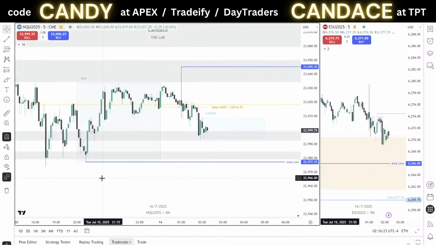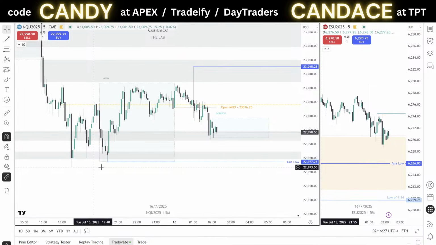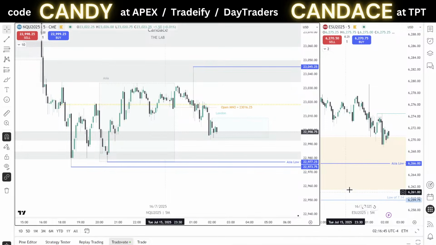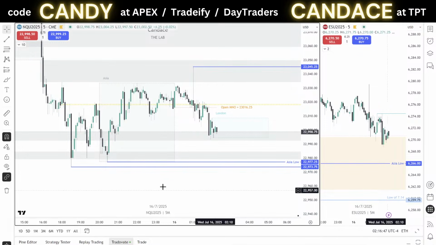I want to see at least YES or NQ with this Asia low, this first, to take any long. Because if YES sweeps this low, then we can use the SMT as a confirmation to take the long. But if both of them didn't sweep it, I just skip the trade.